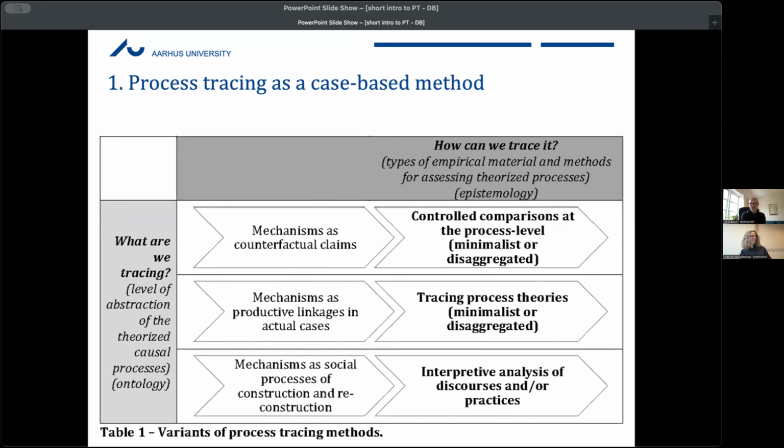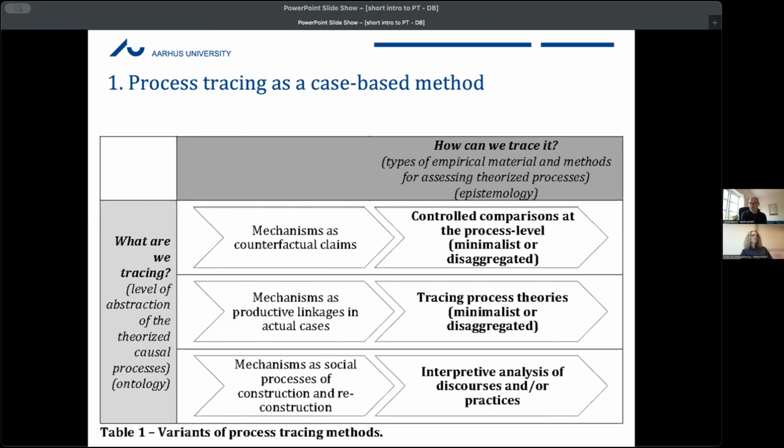And I'll talk just a little bit more by way of exemplification, at least a little more on what the types of empirics and the types of analyses are. When we're thinking about how we actually trace it, process tracing is more of a research design than an actual method. So there's nothing inherent in process tracing that means you can't use large-N statistical methods.